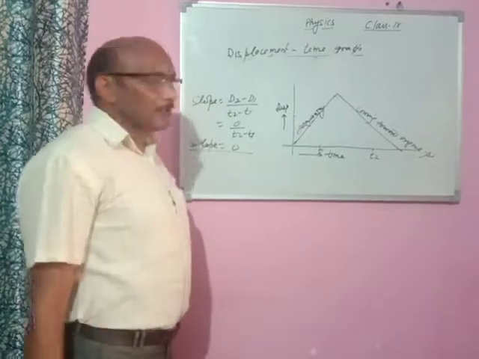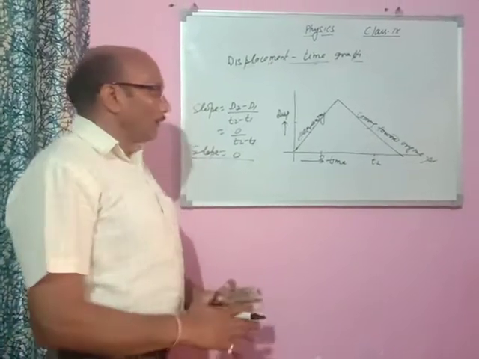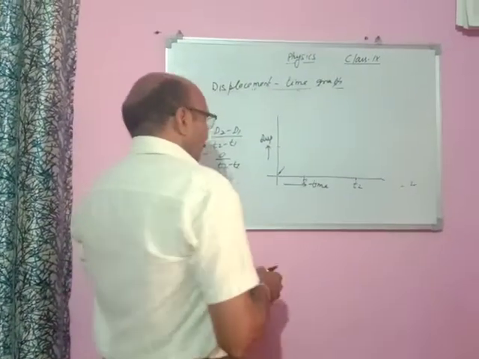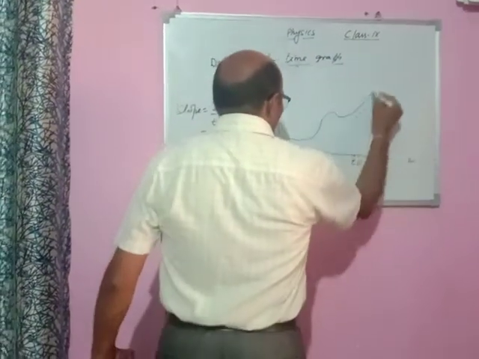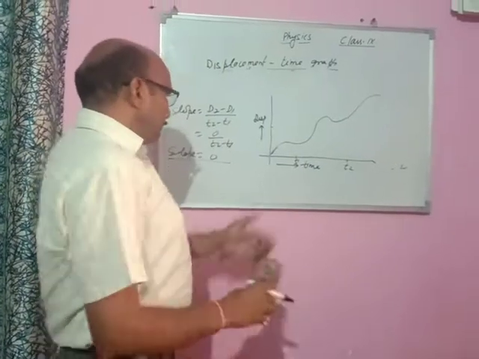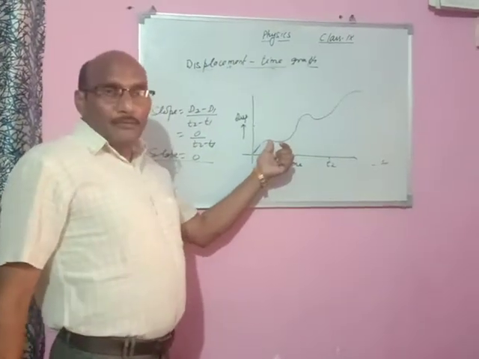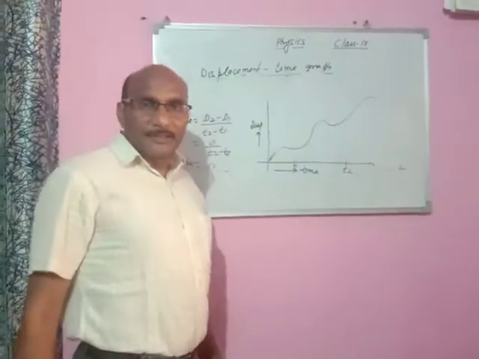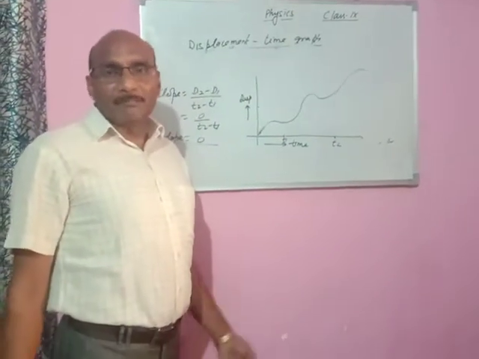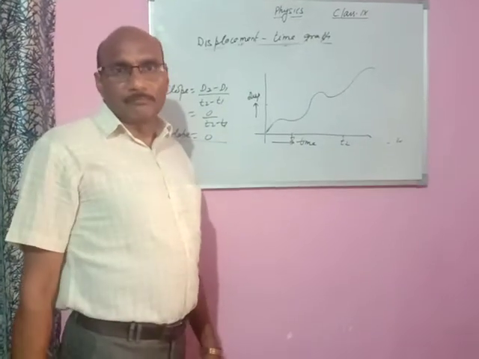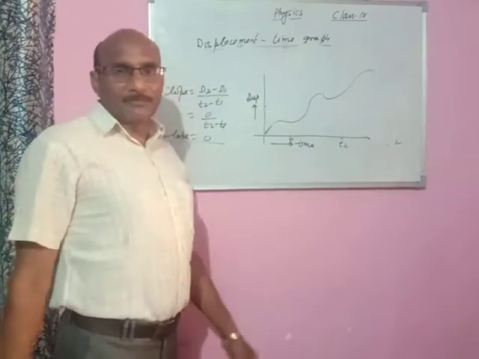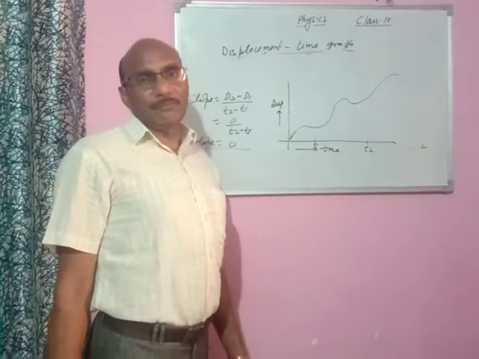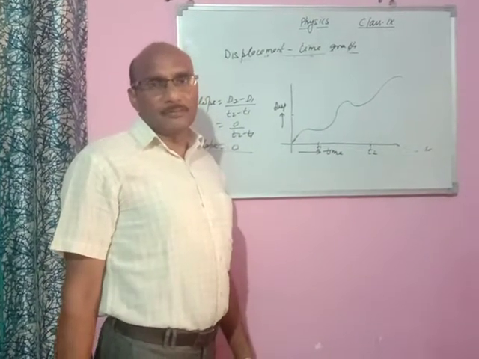One more type of graph. Let the graph be like this. It means the object's displacement is not uniform. Displacement not uniform means velocity is not uniform. It means from place to place its velocity will change, its slope will change. This is the graph between displacement and time.